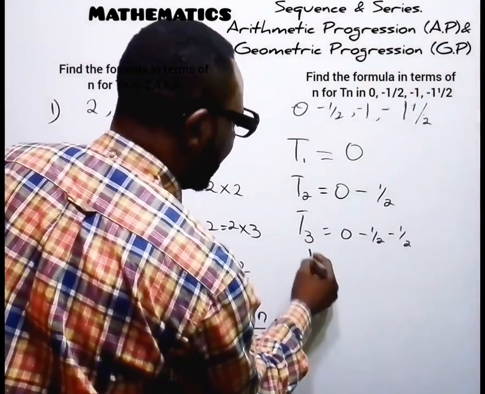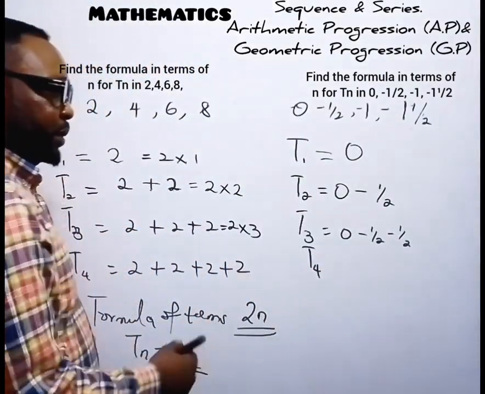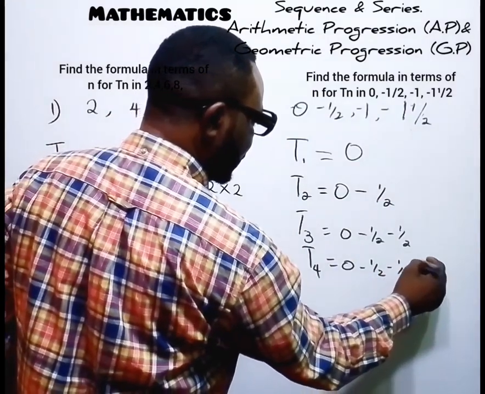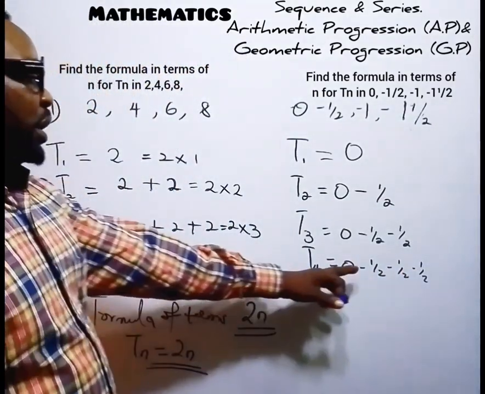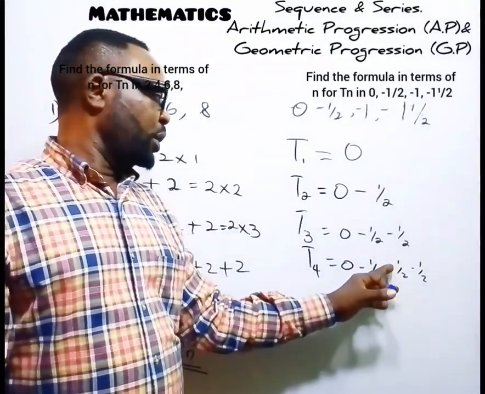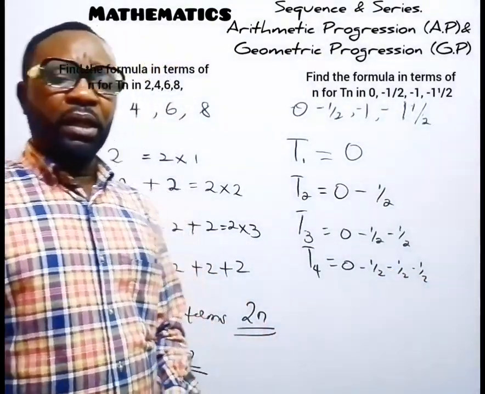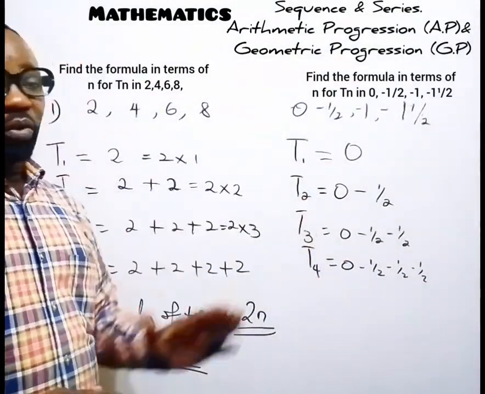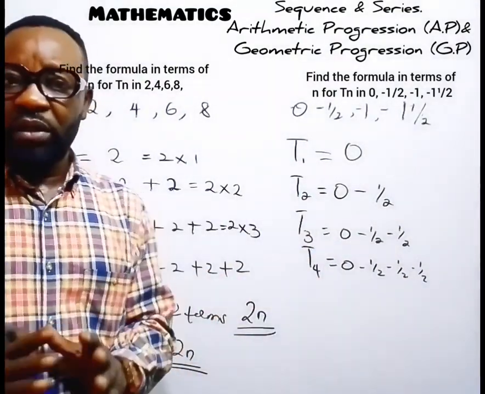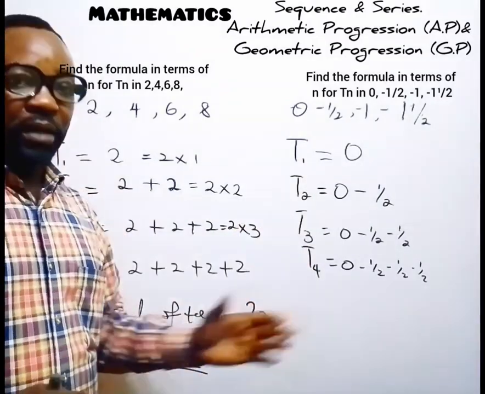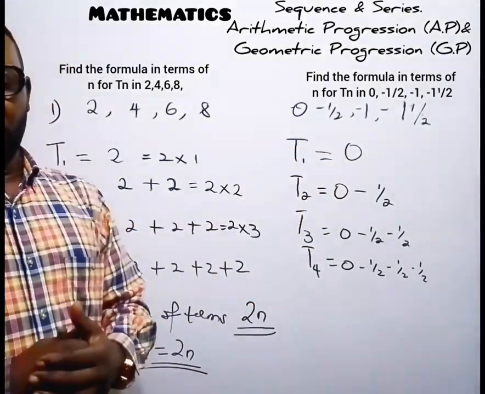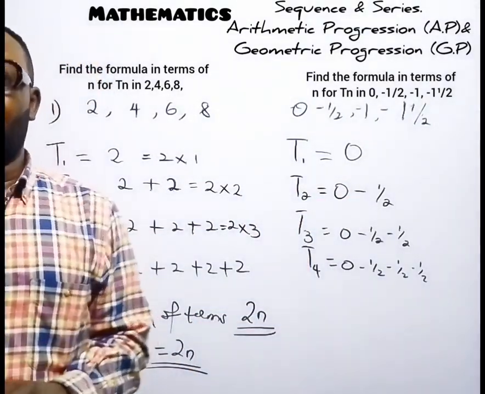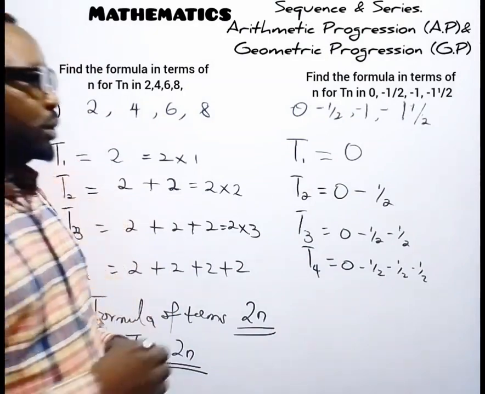Here, T4, that is the fourth term, is equal to 0 minus 1 over 2 minus 1 over 2 minus 1 over 2. You can see we are having how many negative halves here? We are having 3 negative halves here. Now, for you to get the formula for this kind of question, let's look at what is common to all these terms, except this first term that we have, 0. The remaining terms, all of them, the value that's common to them is 1 over 2.